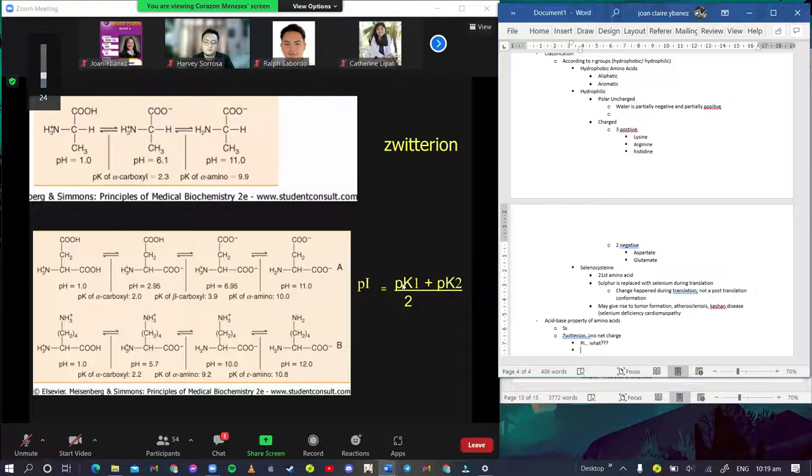This time, how do you compute for the pI? You look at where the zwitterion is found. The zwitterion is found at pH 6.9. So you will take the pK of your beta carboxyl group and the pK of your alpha amino group, divided by 2. So any question about this?